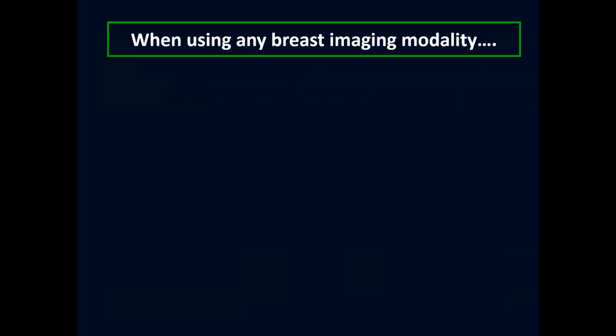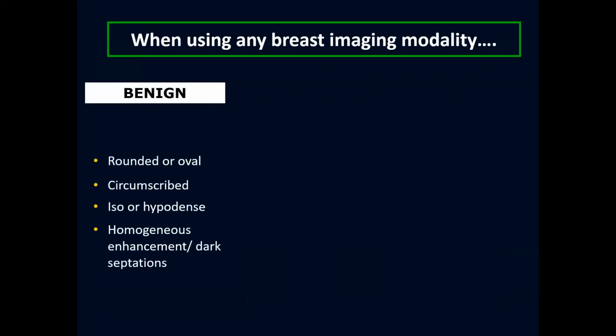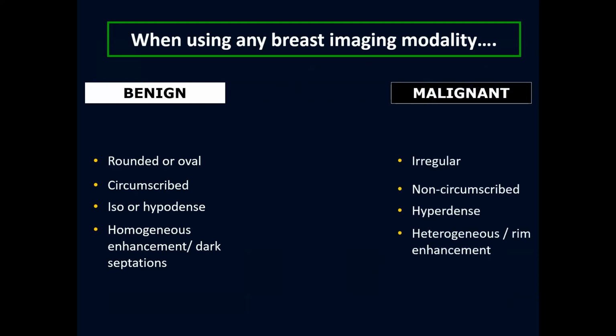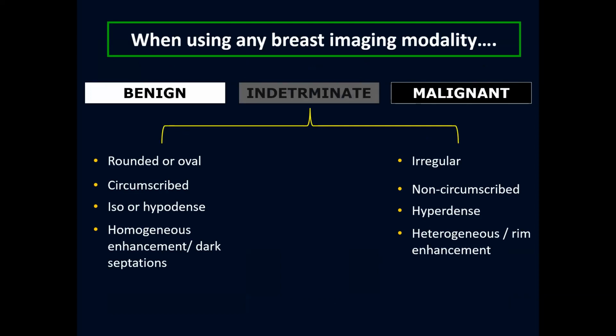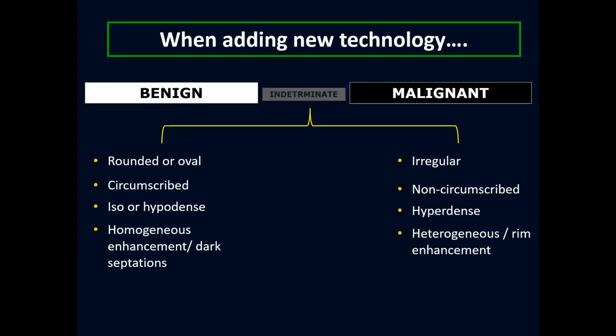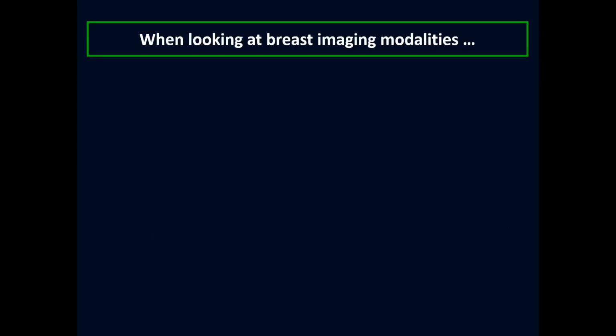When using any breast imaging modality, we say we have a benign lesion when lesions completely fulfill benign criteria, and we say we have a malignant lesion when lesions fulfill malignant criteria. But unfortunately, things are not always black and white as they appear to be, and we have a considerable number of lesions which fall in a gray zone, or what we call the indeterminate breast lesions. And when adding new technology to breast imaging, we are mainly aiming to increase the white and the black zone at the expense of decreasing the gray zone.